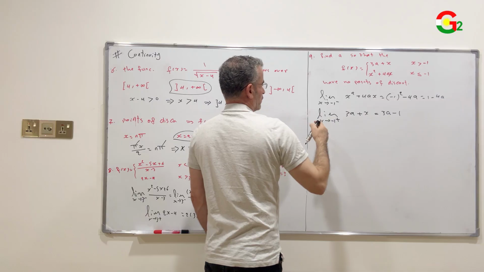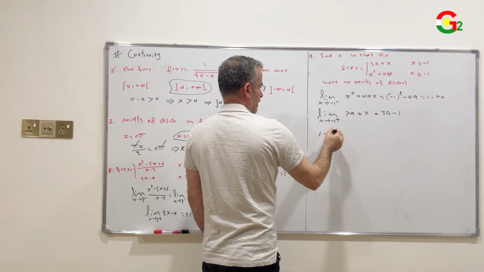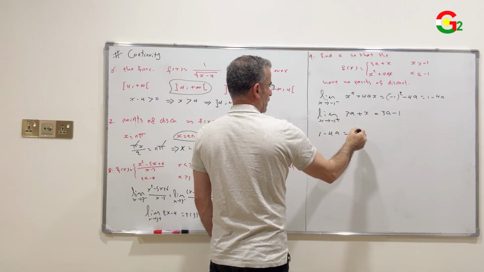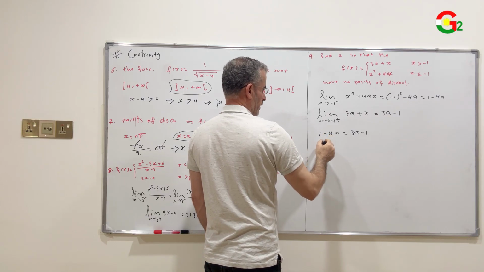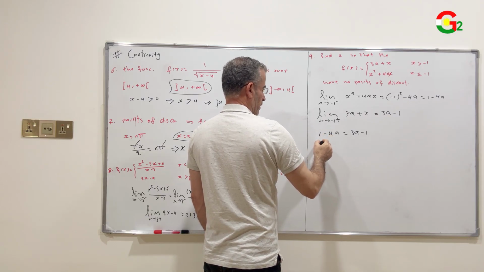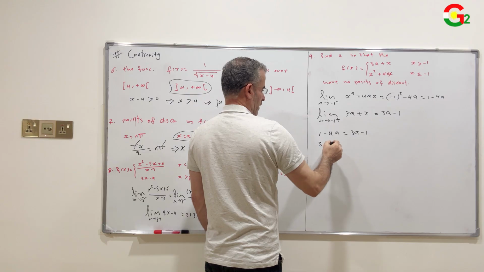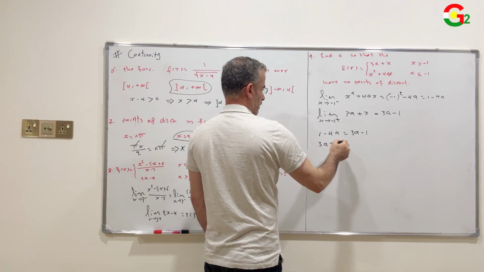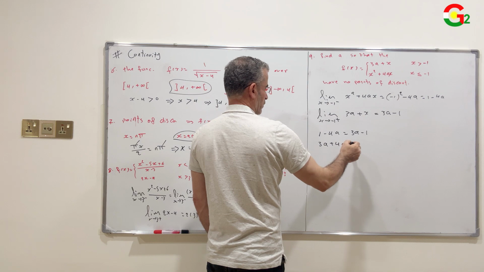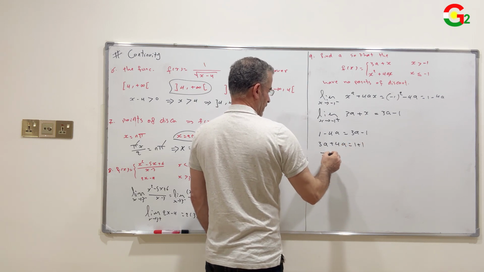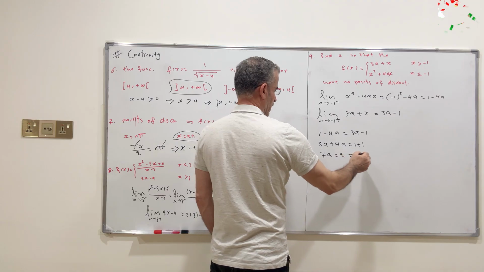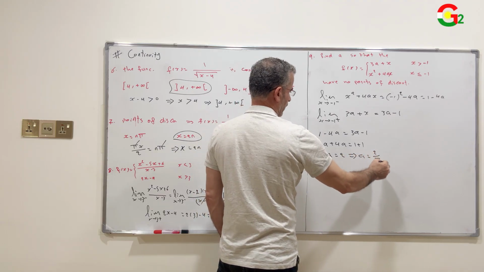Since the limit should exist, therefore 1 minus 4a should be equal to 3a minus 1. Then set the terms with a on one side: 3a plus 4a equal to 1 plus 1, 7a equal to 2, a equal to 2 over 7.